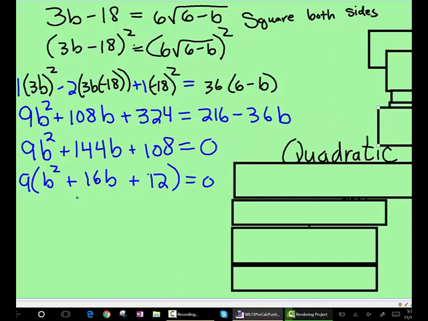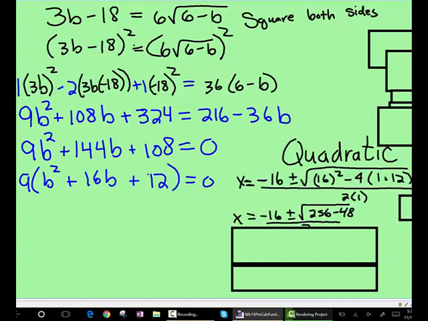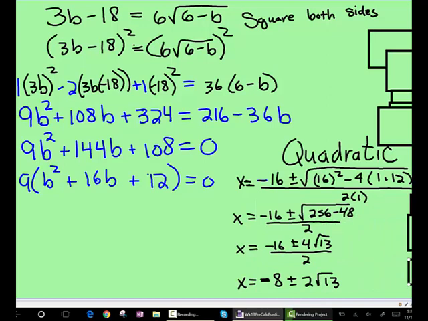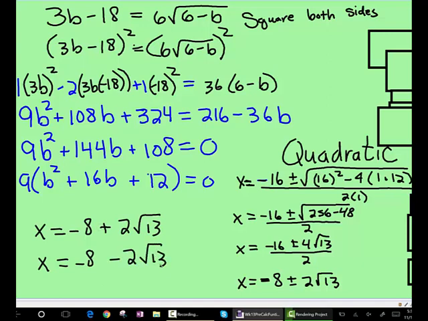And we're going to get it to this quadratic that does not factor. So that's when you're going to use the quadratic formula. And then we're going to have our two x values. We have x is equal to negative 8 plus 2 root 13, and x is equal to negative 8 subtract 2 root 13.